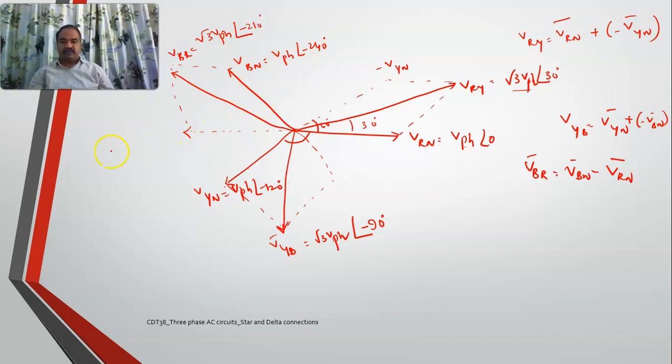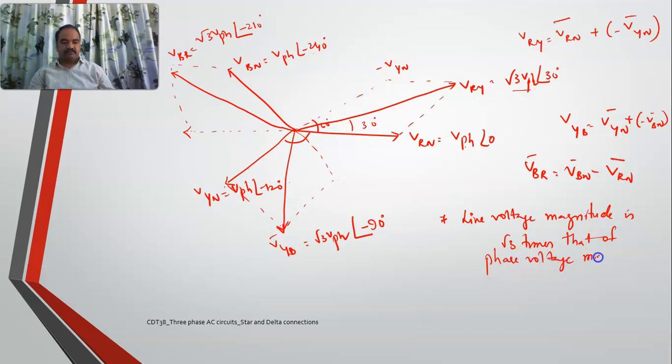Now this is about line voltage. So what can I write here? Line voltage magnitude is root 3 times that of phase voltage magnitude. Isn't it? Whereas for the angle, line voltages lead phase voltages by 30 degrees. Right. So this is regarding the voltage.